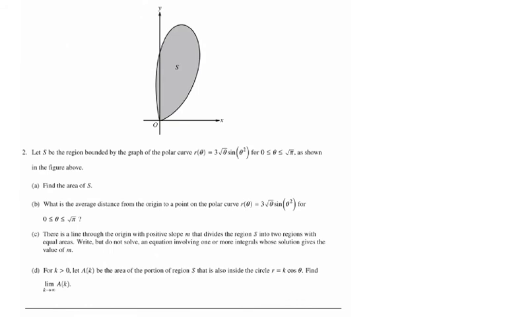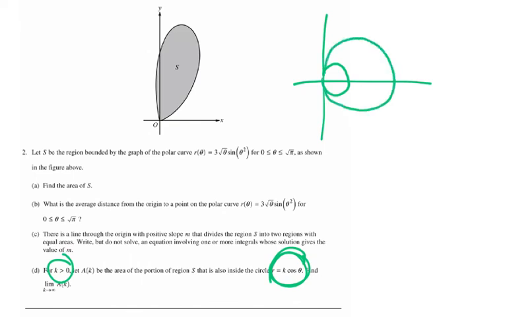Part D is a hell of a question. Okay, so for k greater than 0, let A of k be the portion of the region that is also inside the circle r equals k cos theta. Now, you might not remember this, but since you have your graphing calculator, you could check it out. This right here is a circle that is entirely on the right side of the y-axis so long as k is positive, right? So r equals k cos theta is going to be like this.